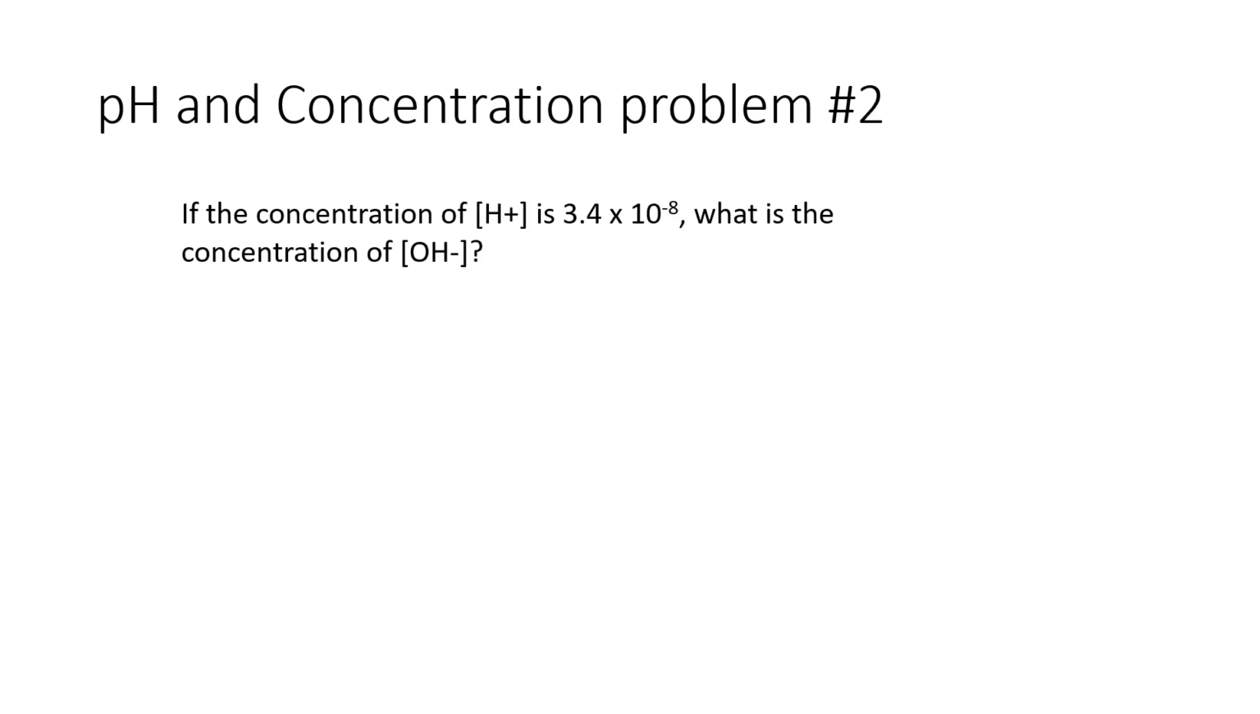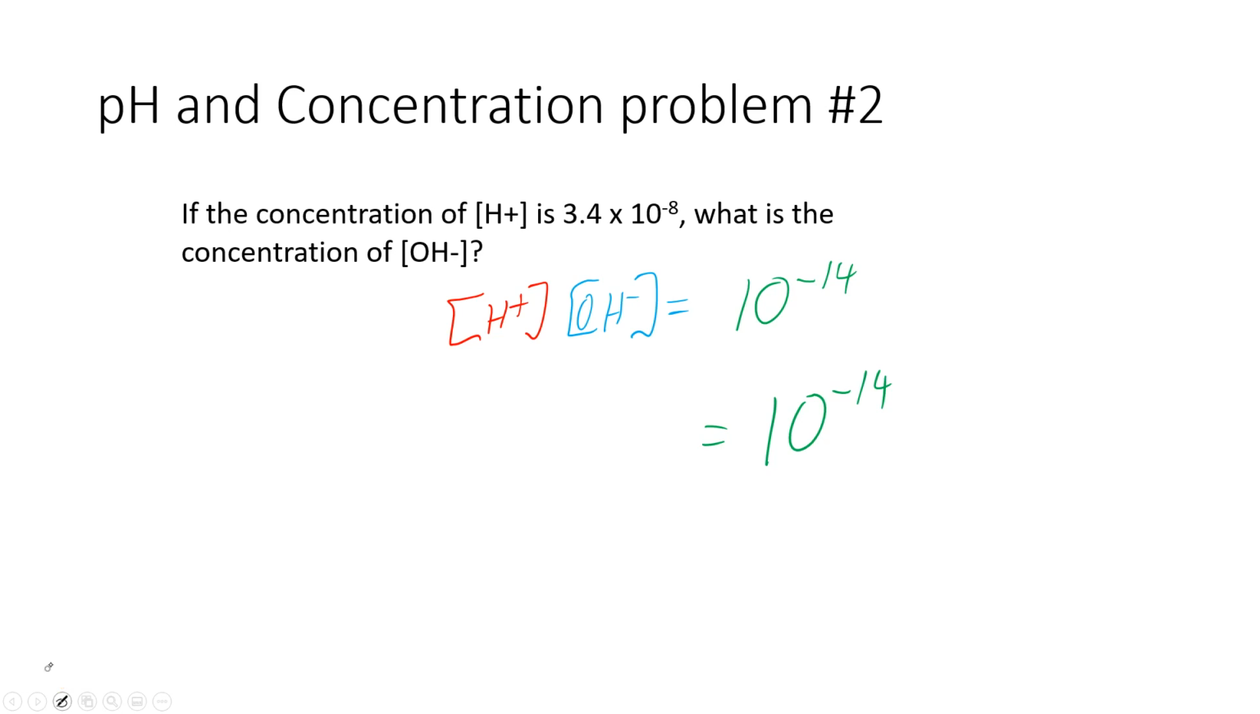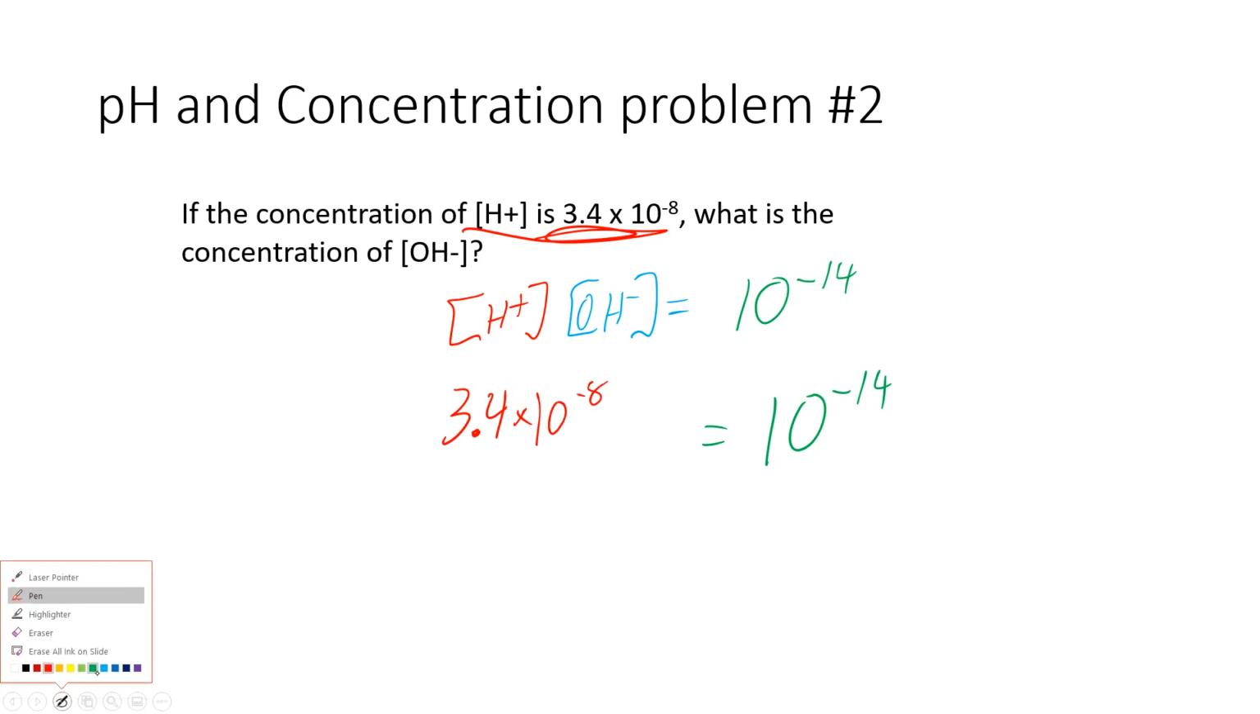All right, the next problem is not going the other way. This one is going to use the formula that the concentration of H plus times the concentration of OH minus always equals that constant, right? This is a natural phenomenon that always equals 10 to the minus 14. So I've given you the concentration of H plus. So this is given. So we have 3.4 times 10 to the minus 8, and we don't have the concentration of OH minus. And we're going to try to find it, as the product equals 10 to the minus 14.